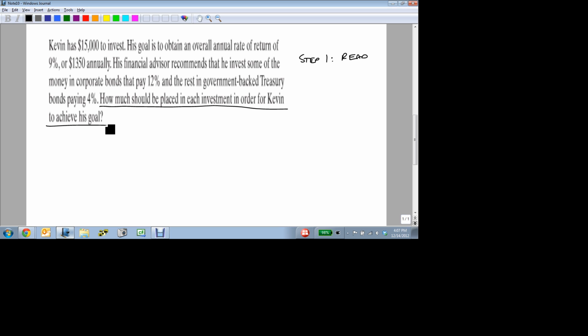We're also going to identify things that we know. We know that we have 15,000 total. And we want 9% or $1,350 back in value.